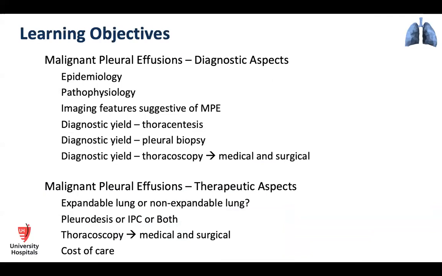Your first question that you want to answer for yourself is, in a patient with proven malignant effusion, is the lung expandable or not? And then you want to see whether the patient's lifestyle choices and survival prediction allow you to use pleurodesis, either indwelling pleural catheter or Pleurex or both, and which are the patients who are good candidates for thoracoscopy, and a little bit about cost of care.